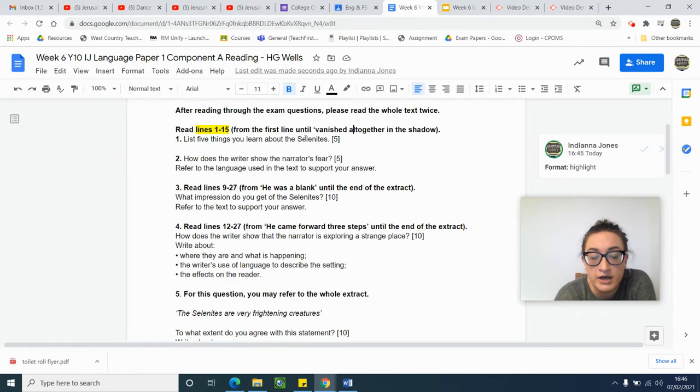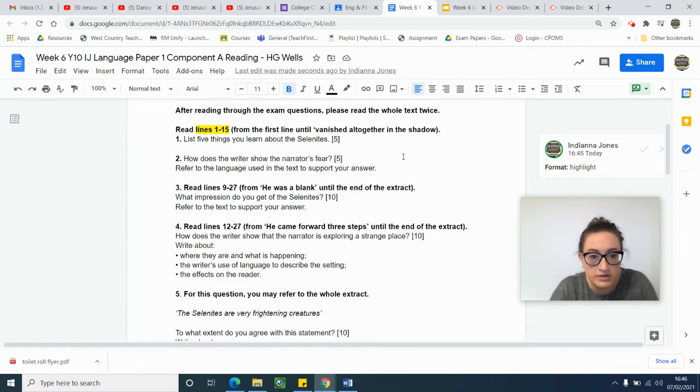List 5 things you learn about the Selenites. Now at this point, I would be like, what are Selenites or Selenites? I'm going to go with Selenites. But it does explain to you briefly, put the extract into context for you at the beginning, okay? So just assume you will find out something like that in the text if you're unsure.